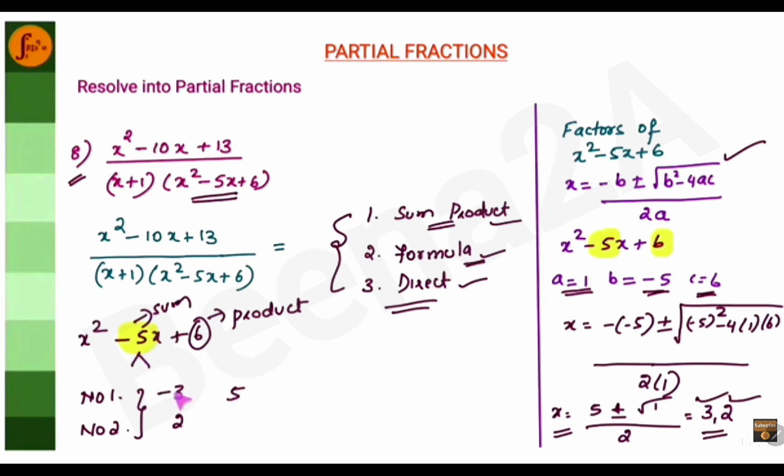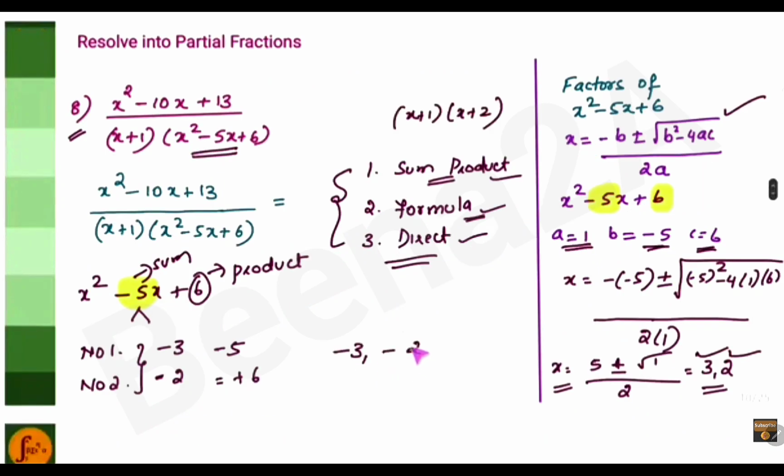That means both of these numbers should have minus, because when you add minus 3 and minus 2, you're going to get minus 5. And when you multiply minus 3 and minus 2, you're going to get plus 6. So here we get minus 3 and minus 2. The way we'll have to write this is x minus 3 and x minus 2.